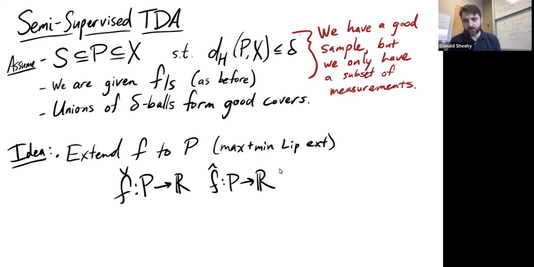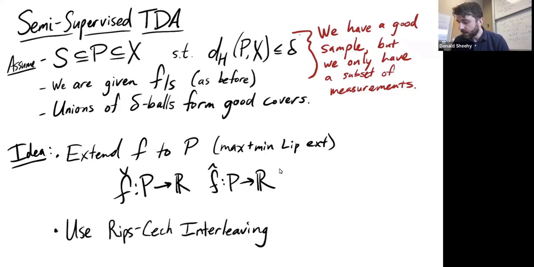And so here's what we're going to do. We're going to take our data, which is a function evaluated at the points of S. We're going to extend it to P. So I guess we're assuming we can compute distances between those points in P. And so we can compute the maximum and the minimum Lipschitz extensions on the point set. And then we're going to use a Rips-Čech interleaving, and we'll get a nice big diagram, and we'll chase it around, and we'll find a sub-barcode in here.